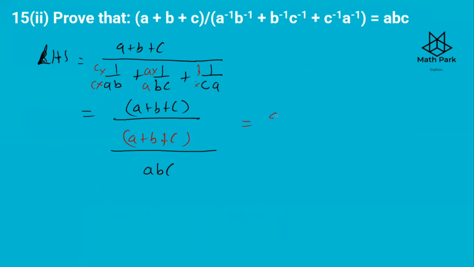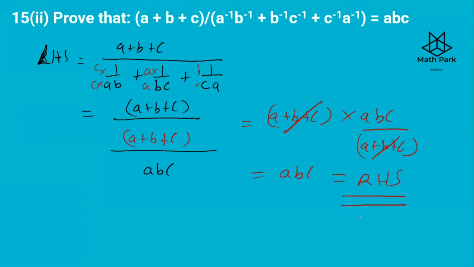So this is equal to a plus b plus c into abc upon a plus b plus c, where this a plus b plus c got cancelled. And this is how we get only abc, which is our RHS. So thus we have proved LHS is equal to RHS.